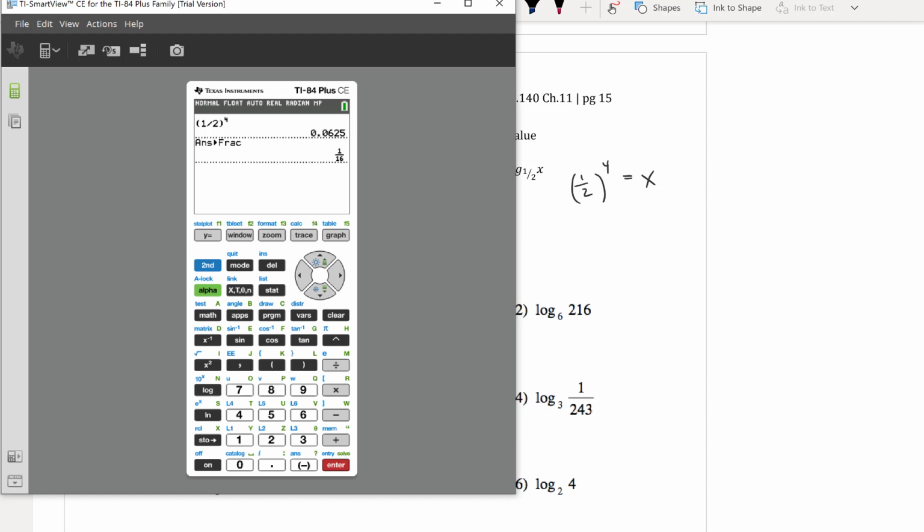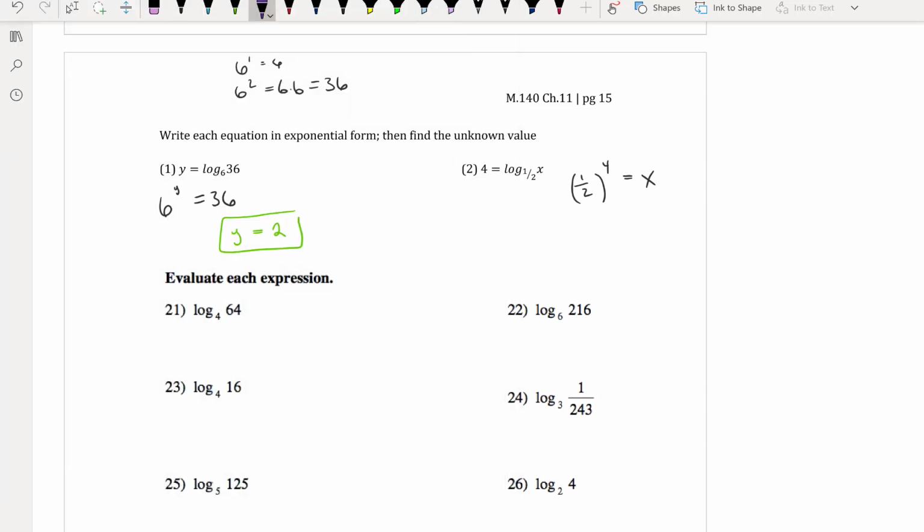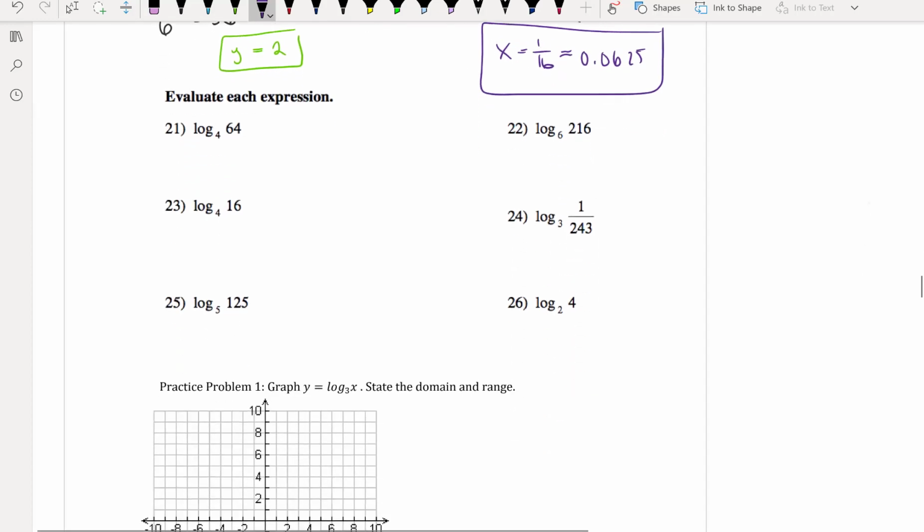So I'm going to go ahead and write that down. So I have that my x is equal to 1/16, which is the same as 0.0625. I don't know whether or not they might ask you for a fraction or a decimal, but that's fine.